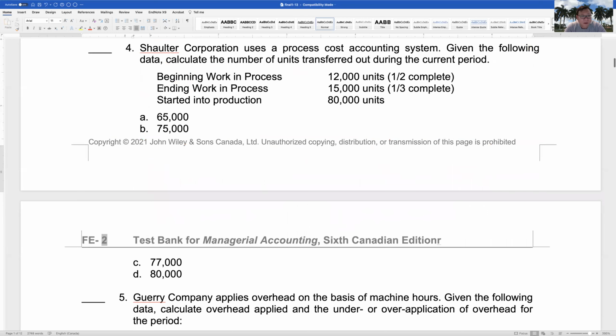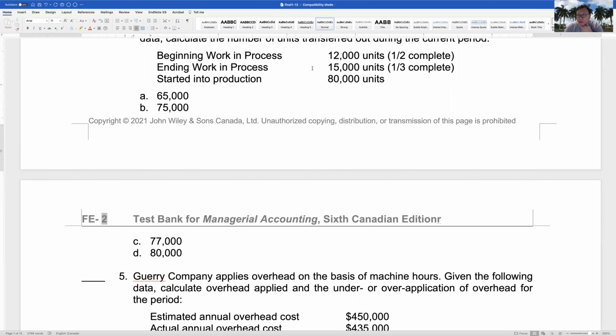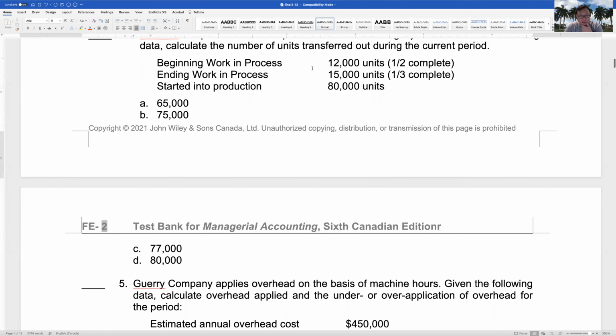Number four: Shelter Corporation uses a process cost accounting system, given the following information. Process cost accounting we didn't cover, so we will pass this question, because we talked about job order costing and spent a lot of time on that. For process costing, we skipped. We will probably learn this in the cost accounting course, so we'll pass this one for now.